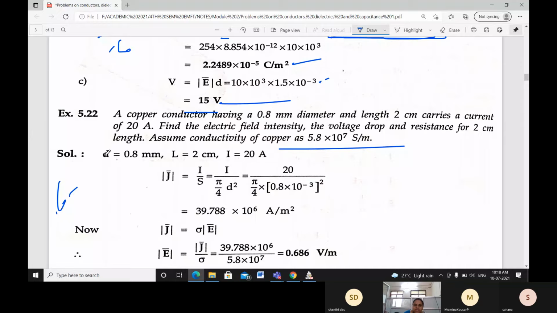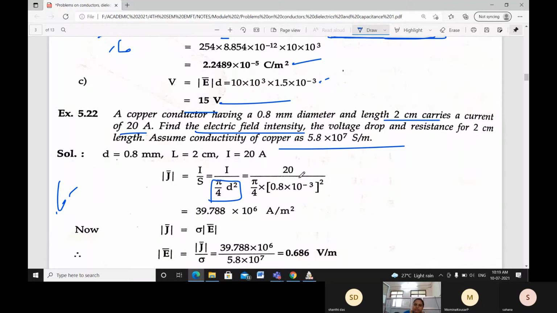What things are given for us? What is the d value? It is 0.8, L is 2 centimeter and I is 20 amps. From this we want the field intensity and voltage drop, right? Therefore, the current density is going to be J equals I divided by S, which equals I divided by pi by 4 d square. You have to remember which area to use. Just basic maths for the circle, for a volume, for a cube. If you remember the areas, you substitute here.